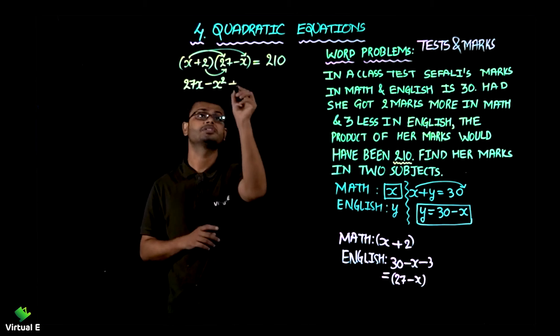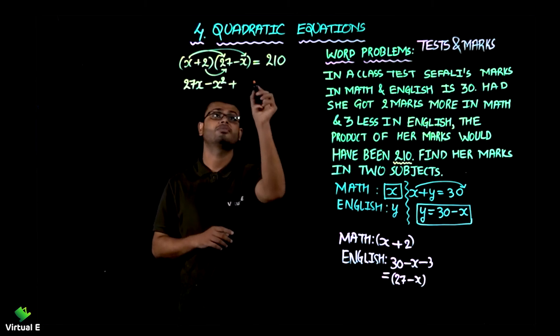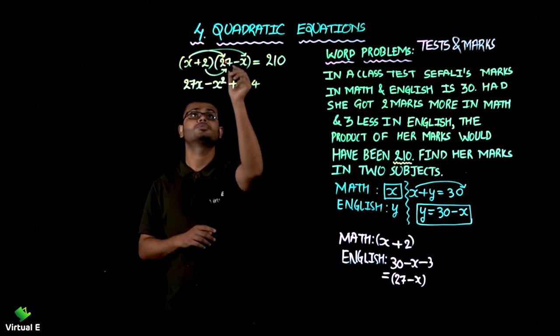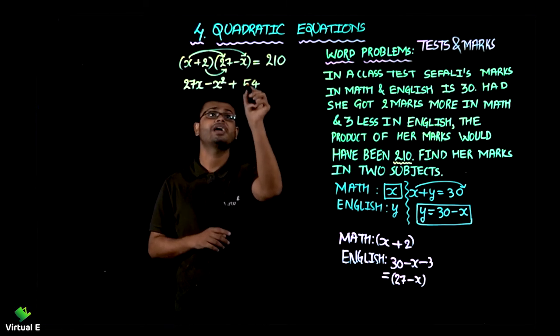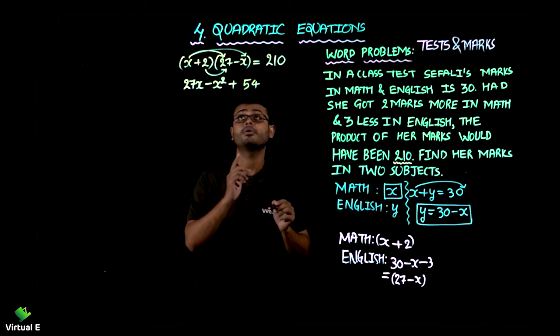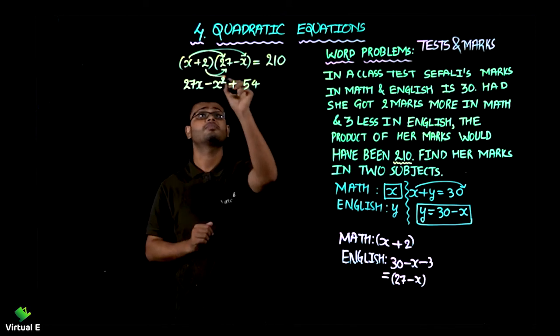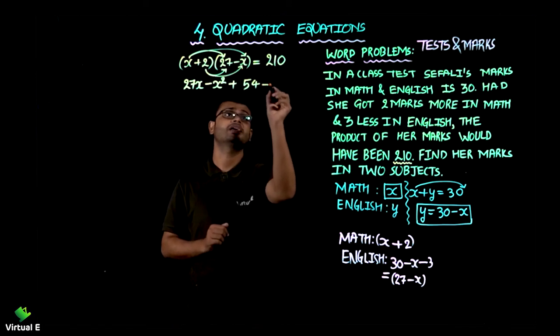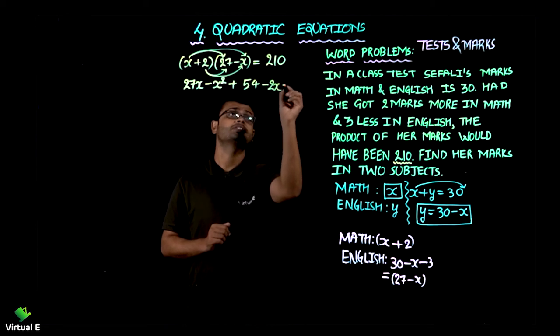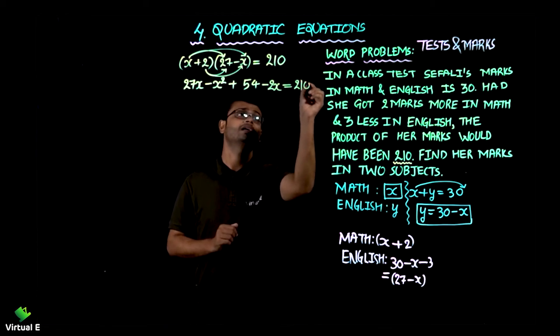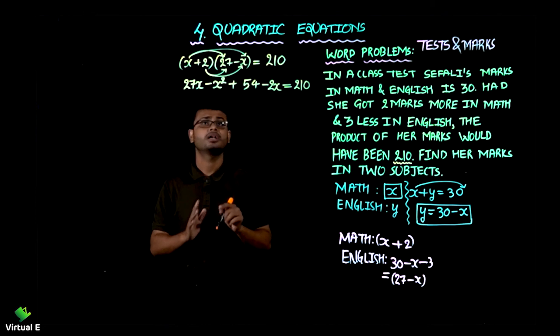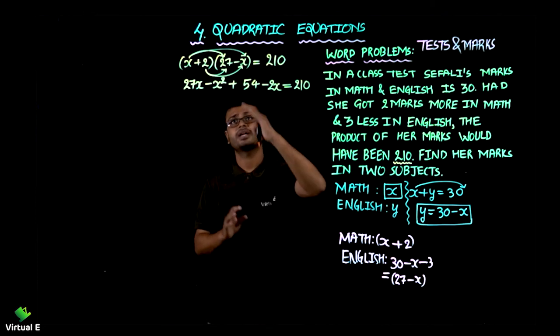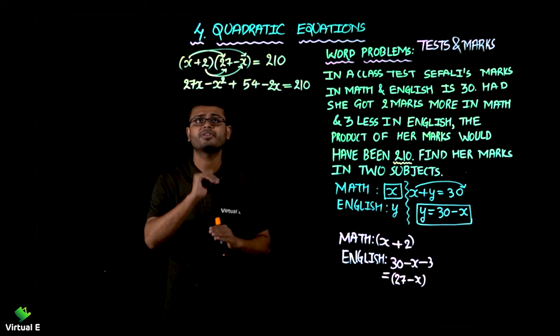And it is plus. So 2 sevens are 14, plus 1, and 2 twos are 4, plus 1, 5. Will there be any x? No. Now 2 multiplied with minus x will give you minus 2x, and 210 as it is. Simple. Now let's bring this 210 also over here and let's do simplification.